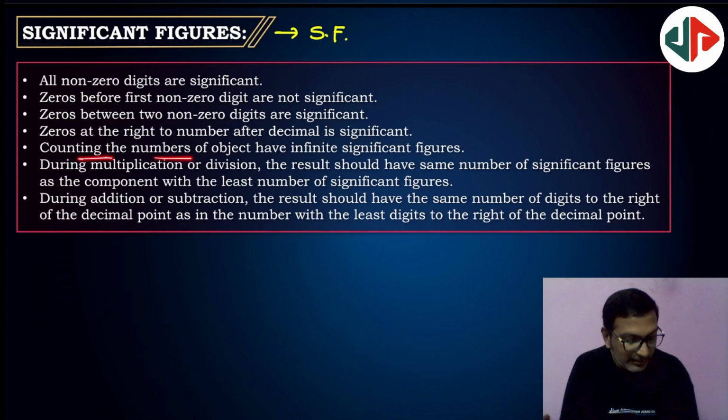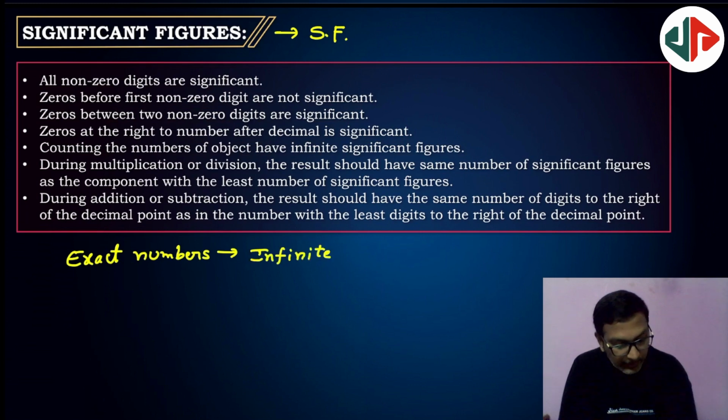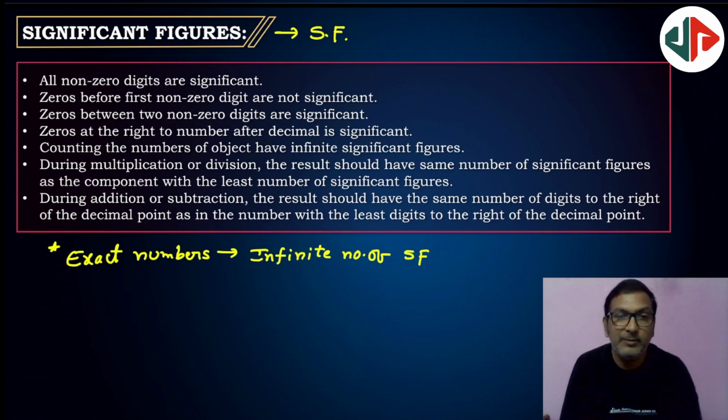Next, counting of numbers of objects have infinite number of significant figures. That means simply exact numbers. Exact numbers will have infinite number of significant figures. That means 2 eggs, 10 books, like that. That means we can place any number of zeros after decimal point. Therefore, exact numbers will have infinite number of significant figures.